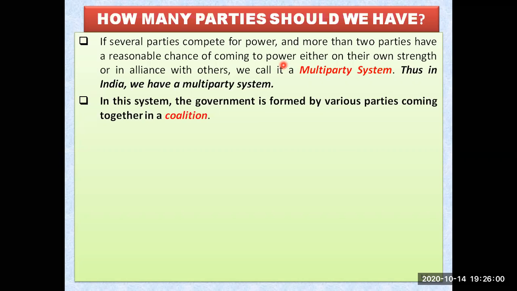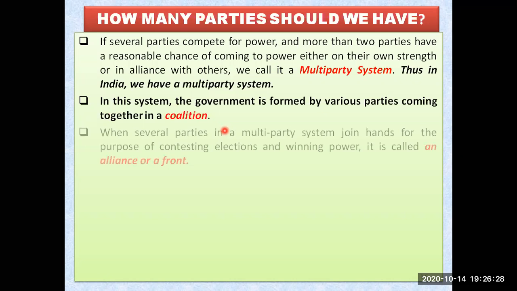What happens really in this system? The government is formed by various parties coming together in a coalition. Sometime, not always, many time one party can also win all the seats by majority. They can form the government. But mainly there are many times also that government can be formed by merging two or more than two parties together. That is known as coalition government.